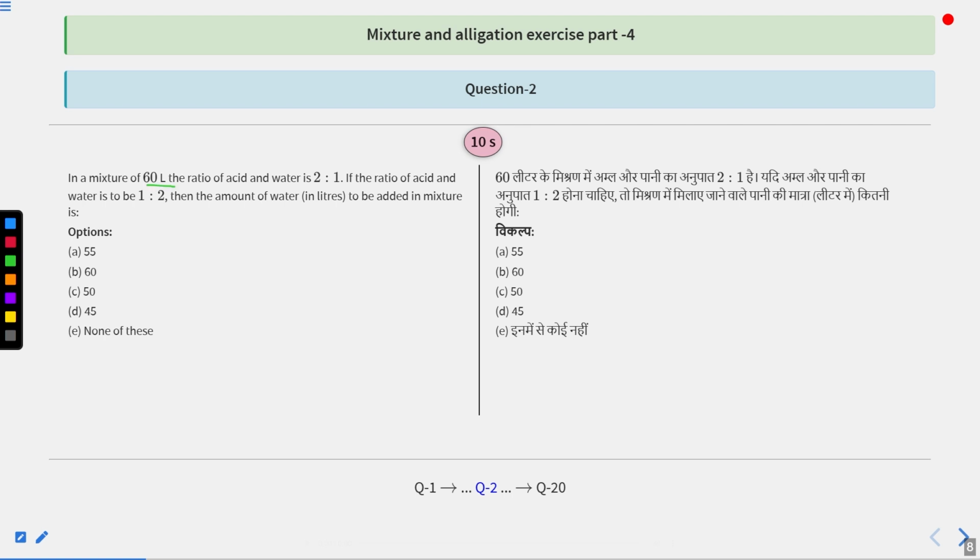In a mixture of 60 liters, the ratio of acid and water is 2:1. If the ratio of acid and water is to be 1:2, then what is the amount of water to be added to the mixture? You have 5 options and 10 seconds to analyze the question. Your time starts now.